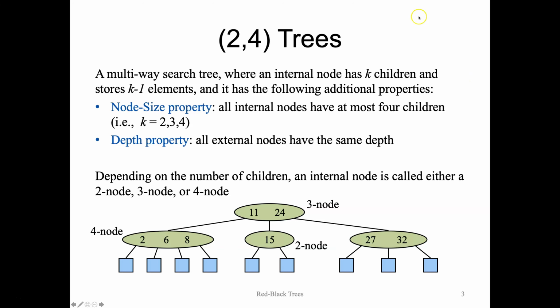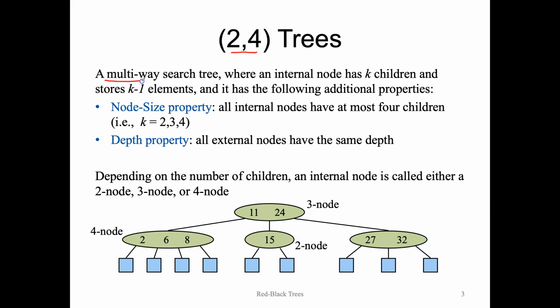So their origin begins with 2,4 trees. These were introduced by German computer scientist Rudolf Bayer in the early 1970s. But this is a multi-way search tree where every internal node has k children and stores k-1 elements. So we have 2,4 trees that k can be anywhere between 2 and 4. So we have 4 nodes which have exactly 4 children, 3 nodes have exactly 3 children, 2 nodes have exactly 2 children. So those are the only type of internal nodes that we can have.